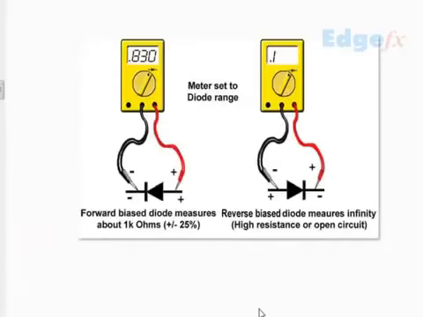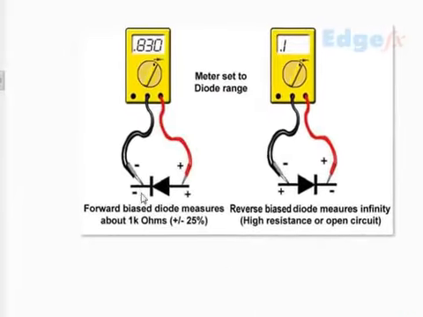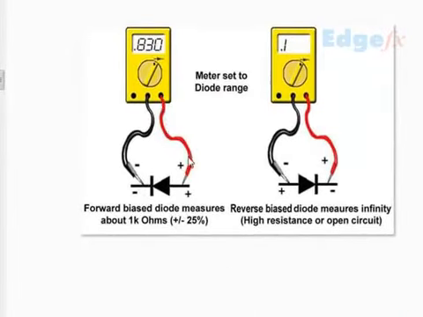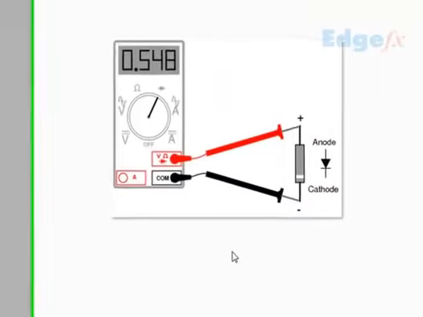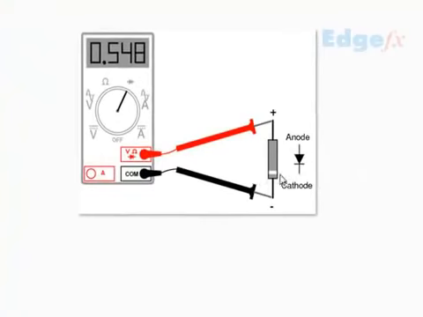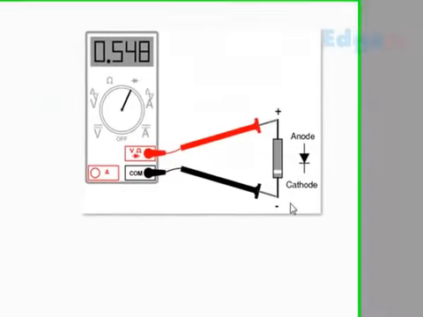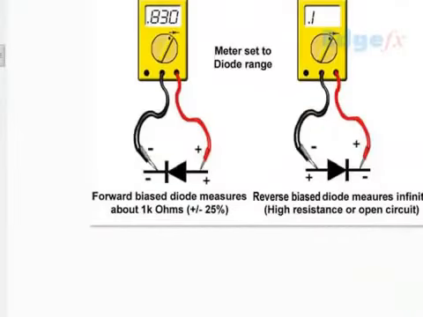So this is the situation where we take the red to the anode side and black to the cathode side, and we get some reading. And if we do it this way, just the reverse way, we will not get any reading. And if we look at a diode, there is a white band here. That white band is the cathode and the other side is the anode.